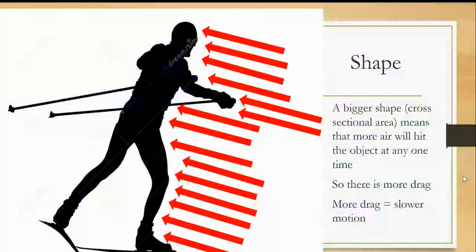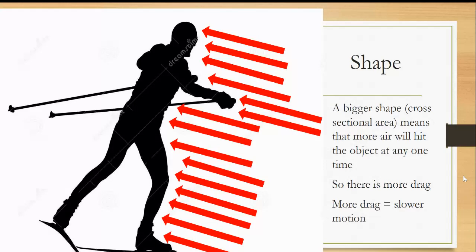Okay, so you can see the shape, or every point of the person that is opposing the direction of motion. Okay, they're going to the right of screen. Each one of those red arrows represents an area of them which is going to experience the air resistance. So if they're standing up really tall like that, it's clearly going to make them experience more air resistance or more drag, and therefore they're going to slow down a little bit more.